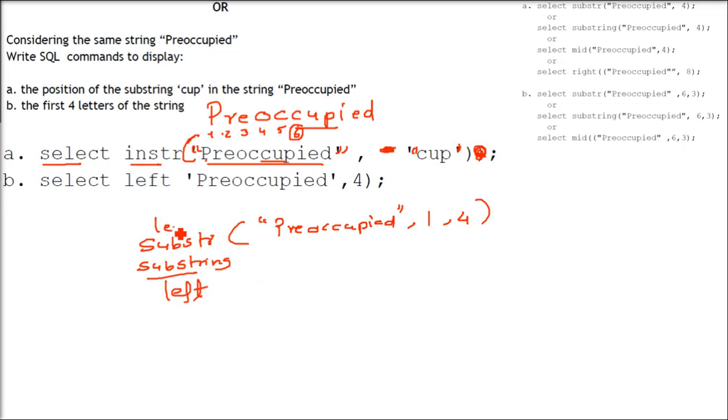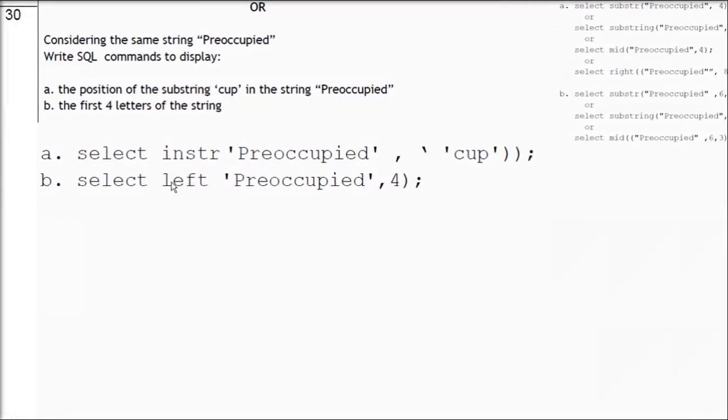Again, as I just said, left also we can use. Left, you start with P and you go up to O. So the same preoccupied you have to write here, 4, and it will give you the same result. So this substr, substring, mid, right, just read for once. You'll be able to answer this type of question when it comes in your board examination.